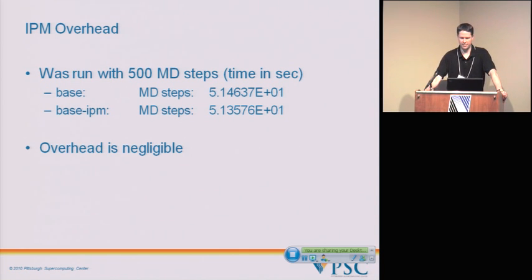So this is an example of running without IPM. The MD loop took 51 seconds, and with IPM it took the same. So there's no overhead involved in that.